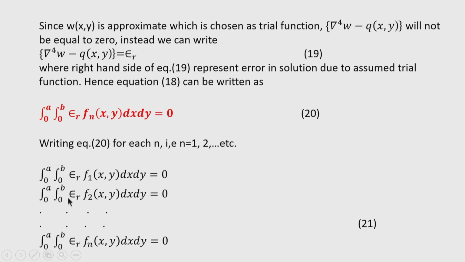So, n number of equations can be formed using the Galerkin principle, and each equation will be a linear simultaneous equation with unknown coefficients a 1, a 2, a 3 etcetera. By solving these equations for the unknown coefficients a 1, a 2, a 3, we can now obtain the deflection surface completely. So, this is the Galerkin method.